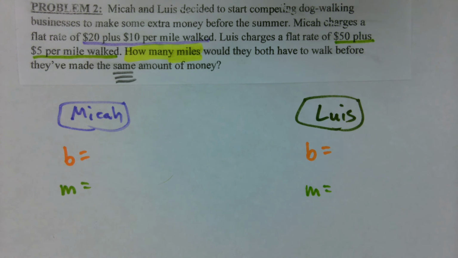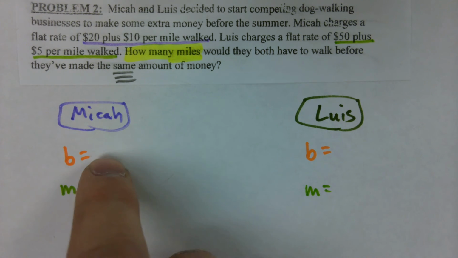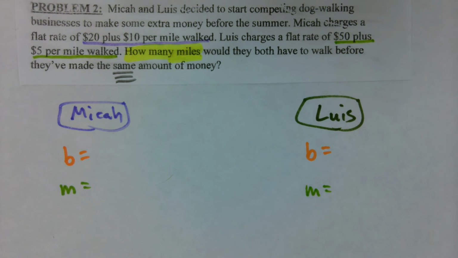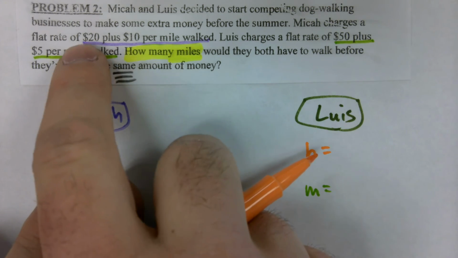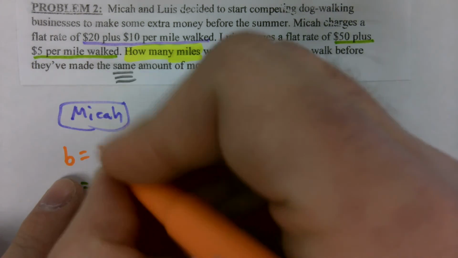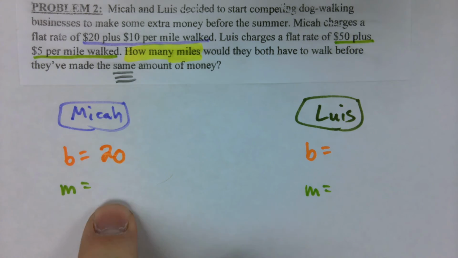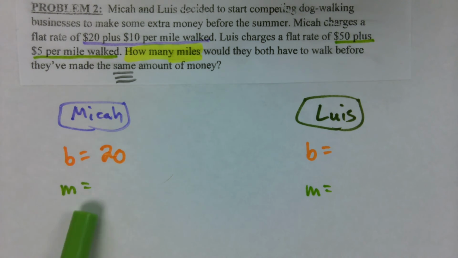Yeah, Blake. Yeah, go ahead. So, what is our B value for Micah? What's Micah's initial value going to be? Hannah, what's our initial value for Micah? 20, right? Micah's charging $20 as a flat rate. And then how much, what's his repeating number? What's our unit rate, Theo? 10, right?